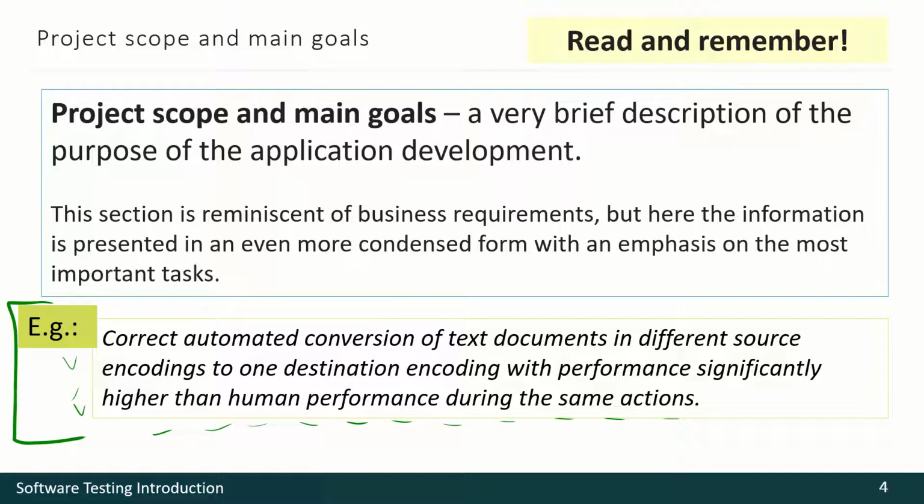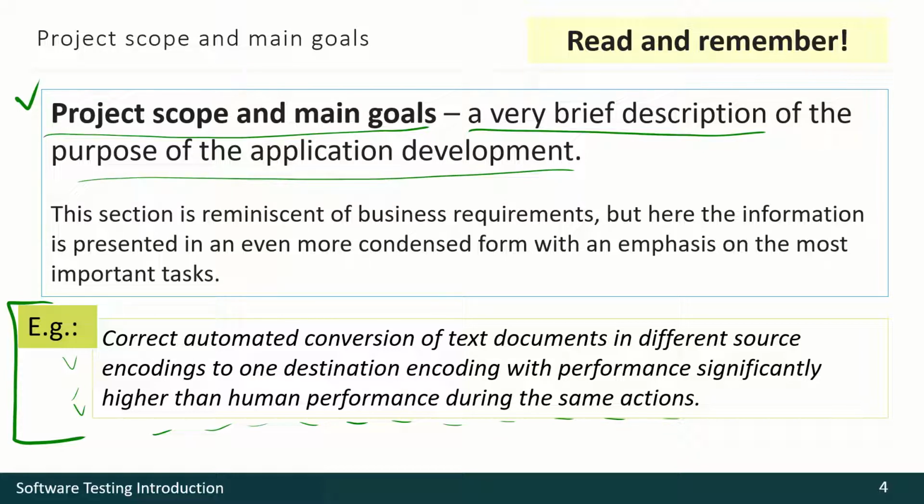So the first section is project scope and main goals. This section contains a very brief description of the purpose of the project that is in development. This is like business requirements, but this information is in a more condensed form, with a clearer emphasis on the most important tasks from the QA point of view. What level of quality we should achieve, what we should pay attention to, what are the main goals, and so on.